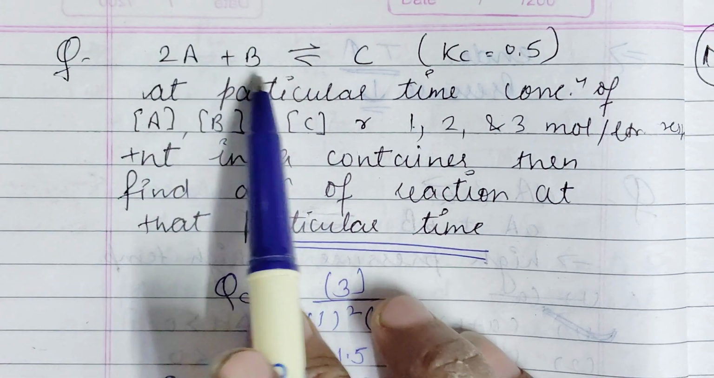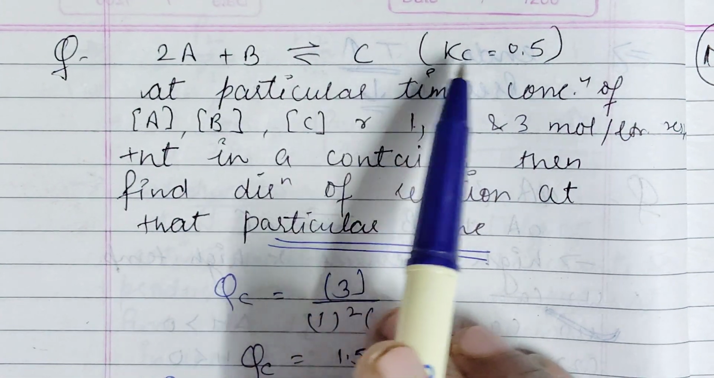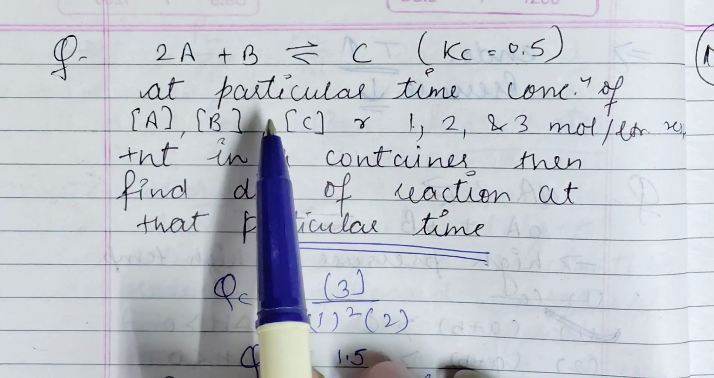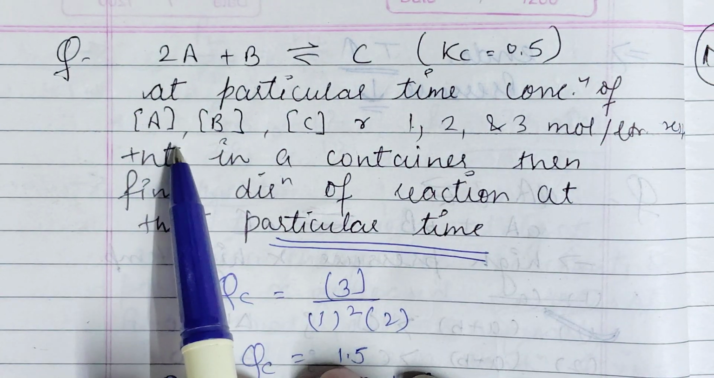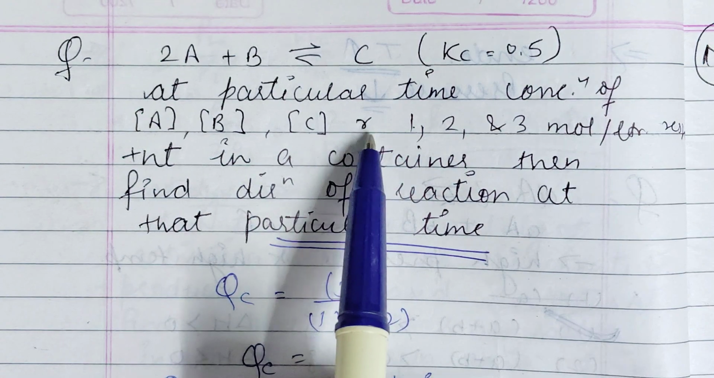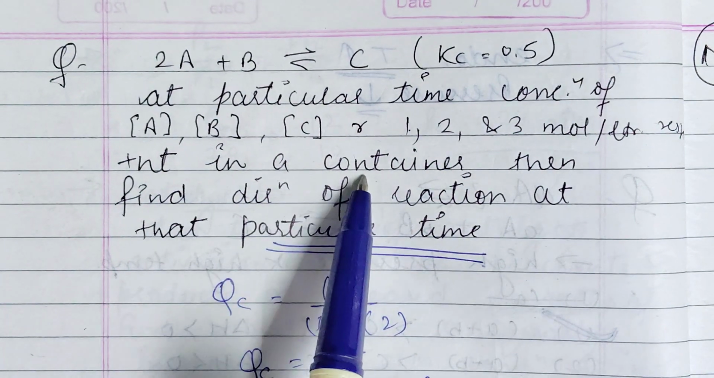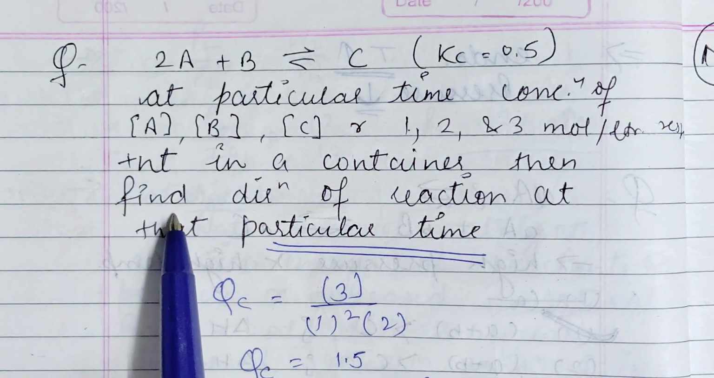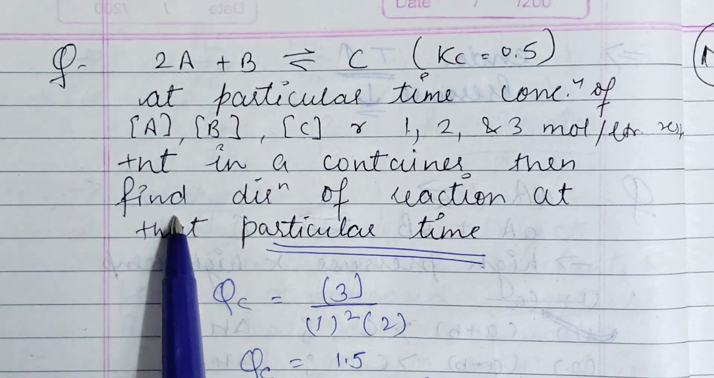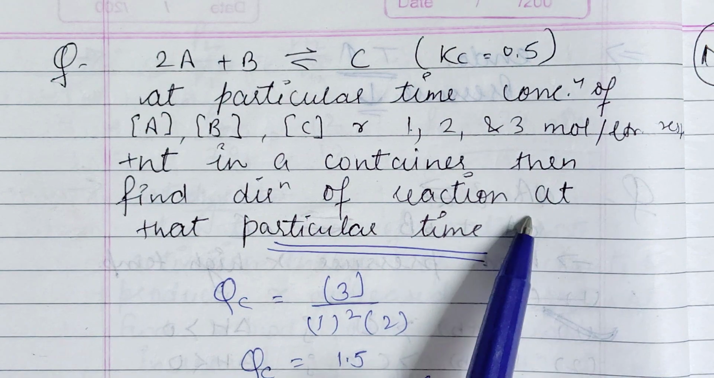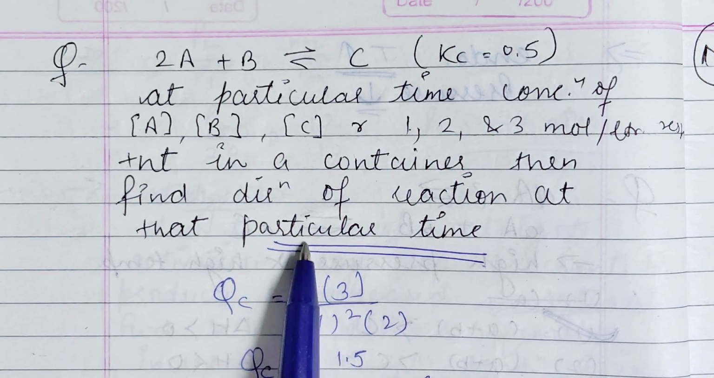Next question is 2A plus B gives C. Here Kc equals 0.5. At a particular time, the concentrations of A, B, C are 1, 2 and 3 mole per liter, with the reaction present in a container. Then find the direction of the reaction at that particular time.